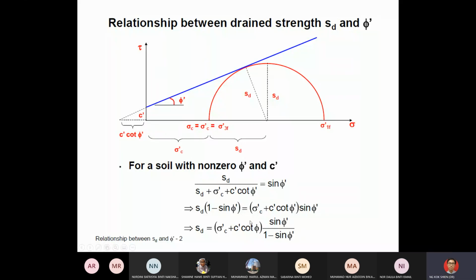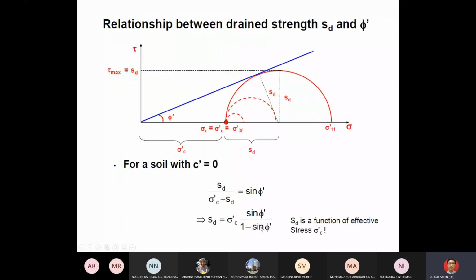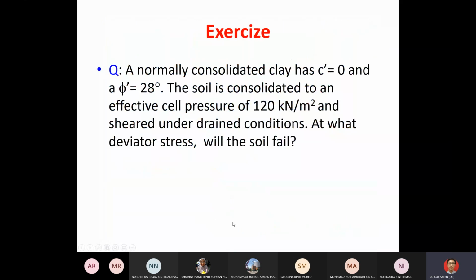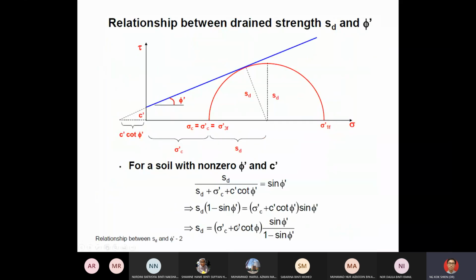So there are only additional terms here, right, compared to the previous one. The previous one only had sigma C, which is the cell pressure, and here we have another term, which is the cohesion term. Just add this. So if you have the friction angle of the material and the cell pressure, then you can know the shear strength of the soil.